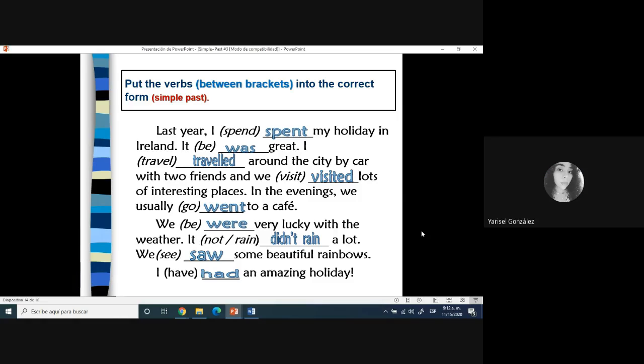Last year, I spent my holiday in Ireland. It was great. I traveled around the city by car with two friends and we visited lots of interesting places. In the evening, we usually went to a cafe. We were very lucky with the weather. It didn't rain a lot. We saw some beautiful rainbows. I had an amazing holiday.